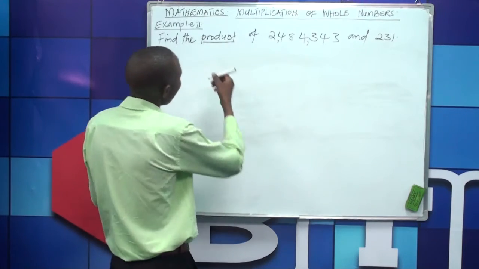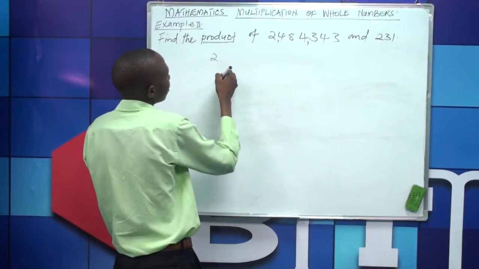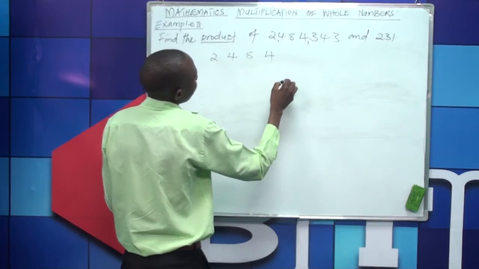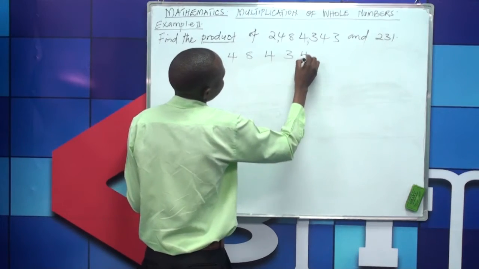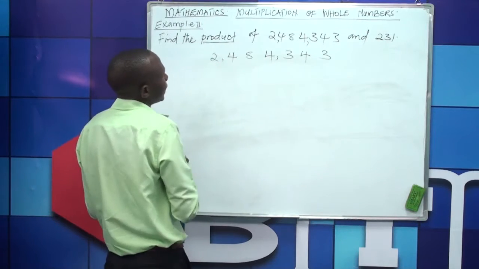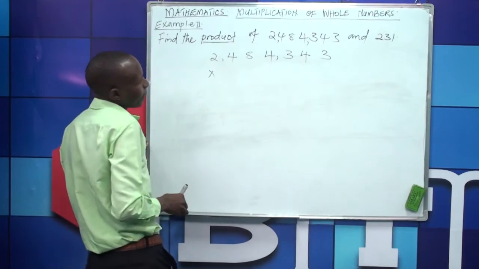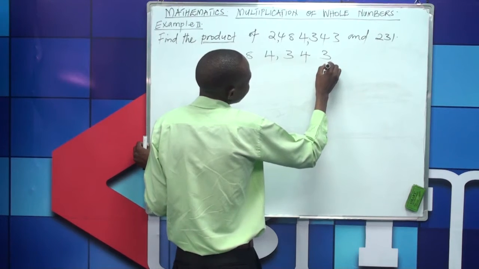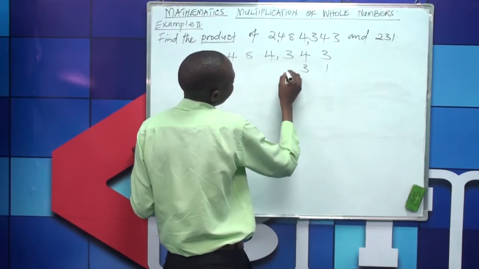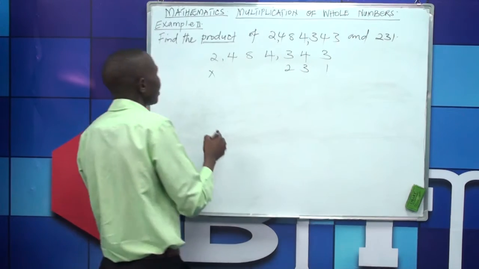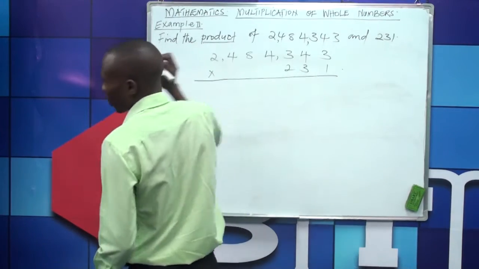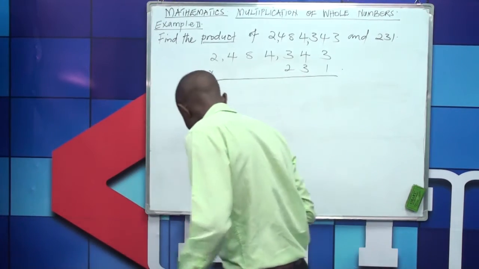So the first thing I'll do, I'll have to write my 2,484,343. This is the number that is required to be multiplied by 231. So my one will be under the place value of ones, three will be under tens, then finally two will be under the place value of a hundred. Then from there, we come and multiply the numbers out as you are seeing it.